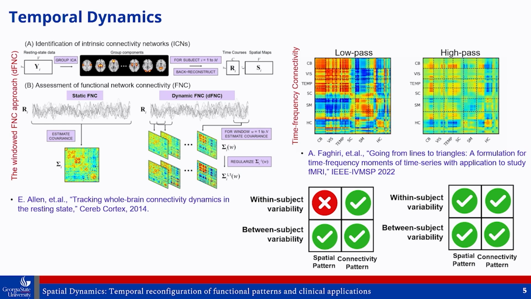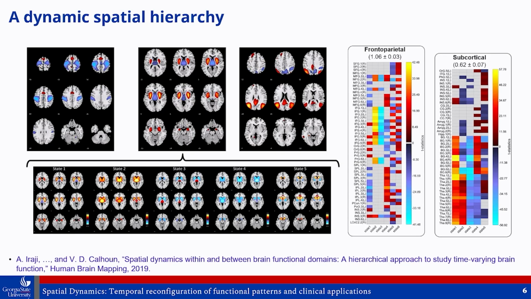So there are different ways to capture spatial dynamics. This is one of our earlier works, where we try to estimate the spatial dynamics of a large-scale network using their spatial basis.